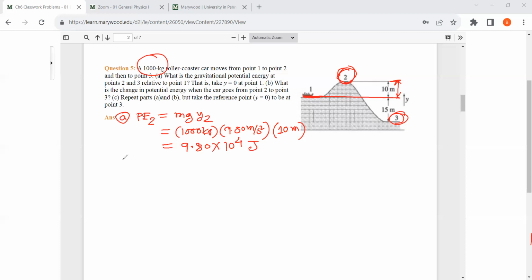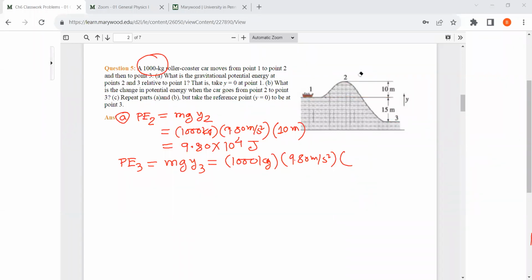How about potential energy 3? m g y3, and again 1000 kilograms, 9.80 meters per second squared. But what is y3?